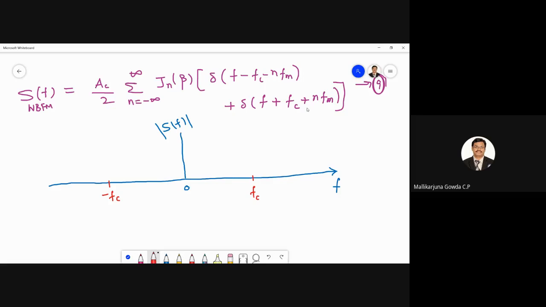So if n is 1, what do you get? When n is 1, it will be delta of f minus FC minus FM, and another one is delta of f plus FC plus FM. Yes or no? Along with the magnitude of A C by 2 into the value of Jn of beta. Yes or no? Students, it is just an impulse function, no? How do you represent this on the graph, in the frequency domain?